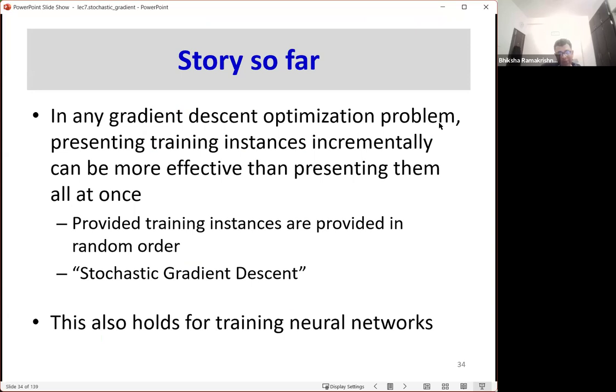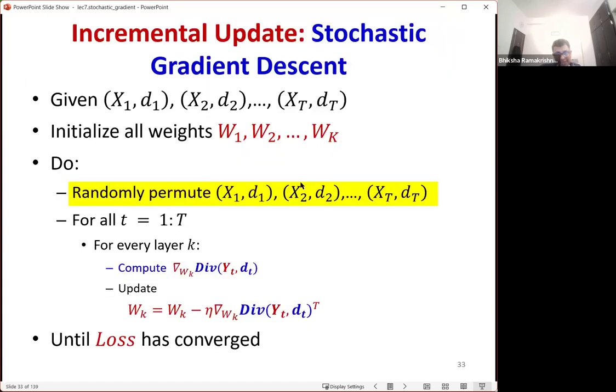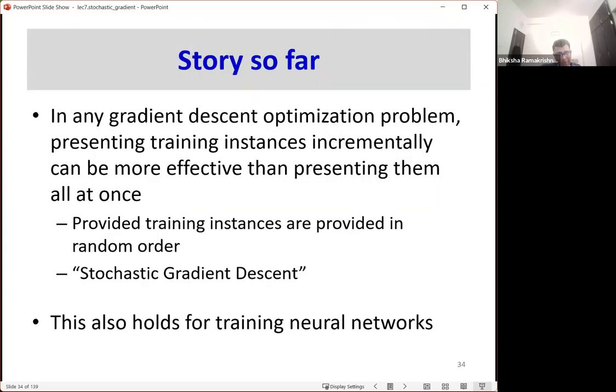In any gradient descent optimization problem, presenting training instances incrementally can be more effective than presenting them all at once, provided the training instances are presented in random order. And so this approach is called stochastic gradient descent. Why stochastic? Because we are presenting the training instances in random order, one at a time. So this approach holds for any function optimization, and so also for training neural networks.